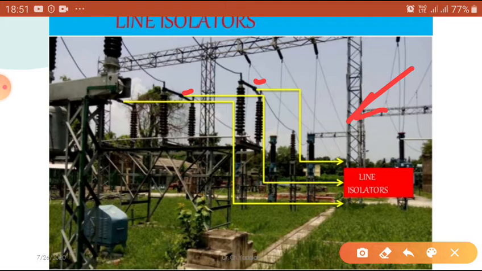So you must remember that an isolator cannot be operated separately. It should be operated in conjunction with the circuit breaker. That is something you have to remember everywhere.